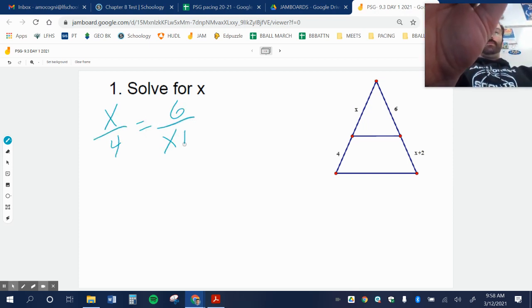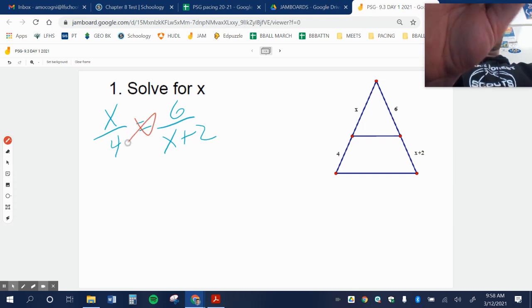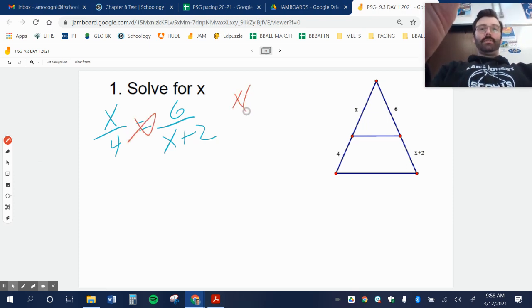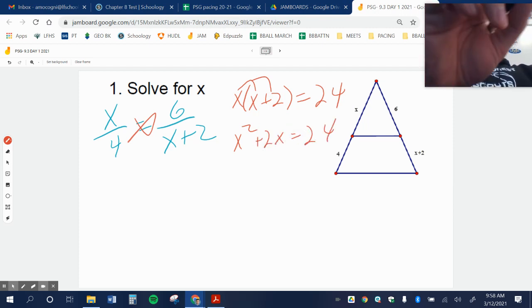All right, so with this one, your setup should have been x over 4 equals 6 over x plus 2. Either way, you needed to cross multiply and get x times x plus 2 equals 24. And you had to distribute the x: x squared plus 2x equals 24. And guess what? Like I said, you're going to have to factor.